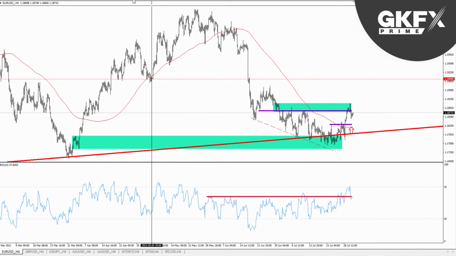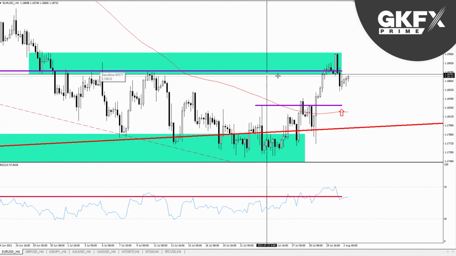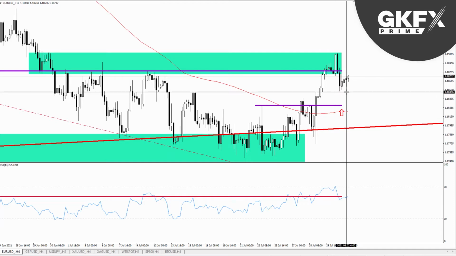Oops, I meant to do the other. Zoom in. So this is the resistance that's been taken out. It's popped down through the resistance again. You can see right now it's basically bounced off this peak here.